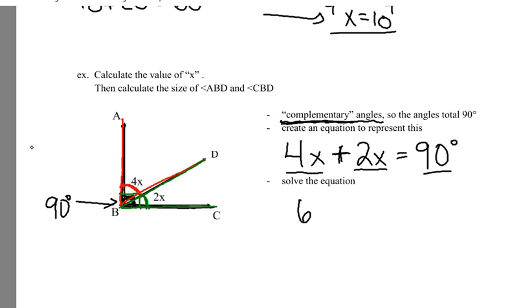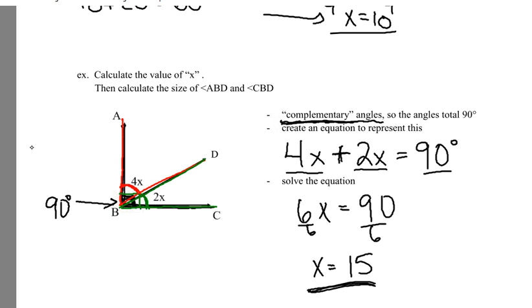4x plus 2x is 6x. That should equal 90. Divide both sides by 6. And x works out to be 15. Now remember, the angles aren't 15, but our x is 15 degrees. So do we have the right answer? Well, we can always do a check.